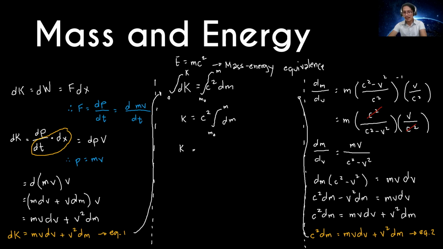So that means kinetic energy is equal to c squared times m or the relativistic mass minus the rest mass. Ayan. Okay, so let us distribute c squared to both sides of the equation. Distribute natin ha. This is mc squared. This will become minus m0 c squared. Ayan. So that is now our final equation.